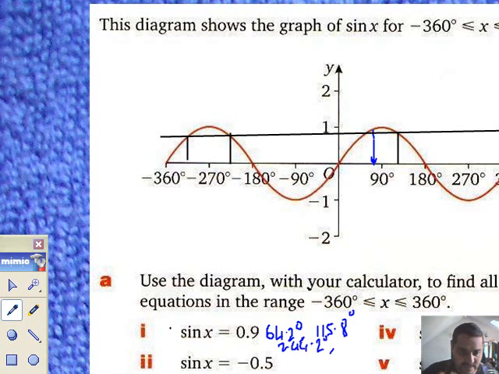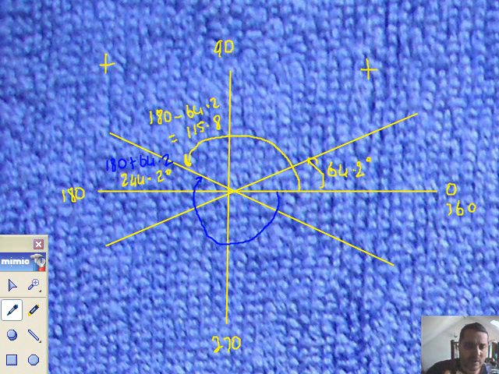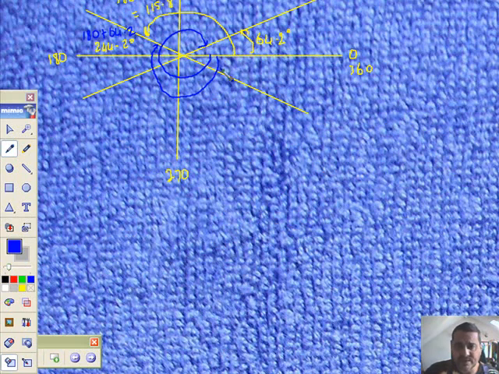Right, next one. The only valid solution would be, again, starting from 0. Watch me. 90, 180, 270, and stop right there. Essentially, we've got 360 degrees take away the 64.2. So 360, take away the 64.2. Let's just work it out now.